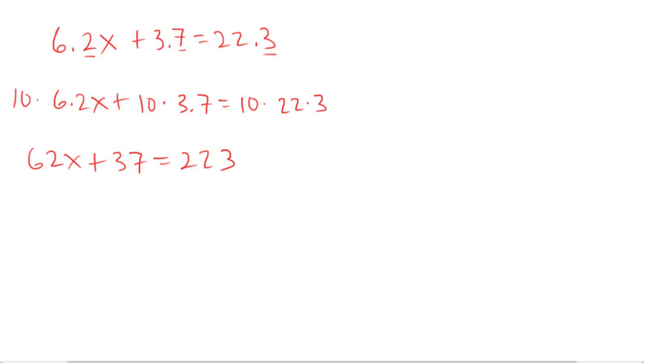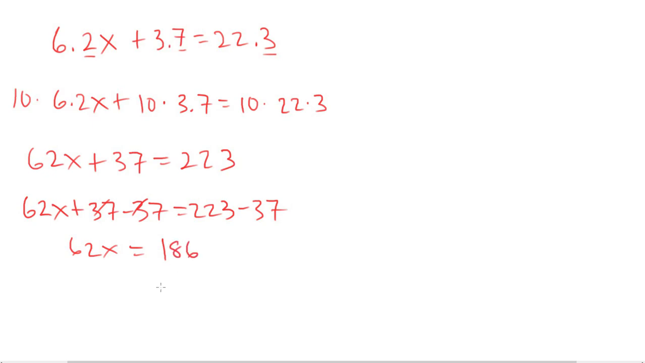Let me check that real quick. And yes, that is correct. I'm going to solve for x. I have 62x plus 37 minus 37 equals 223 minus 37. Cancel, cancel. I have 62x equals 223 minus 37. That is 186. Yeah, I think that's right. 186. Okay, so that's 186.